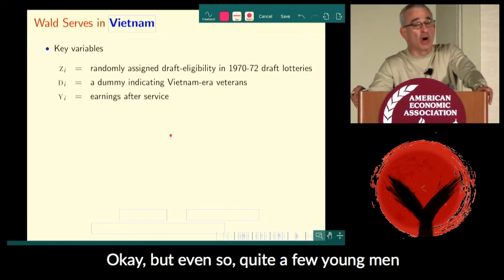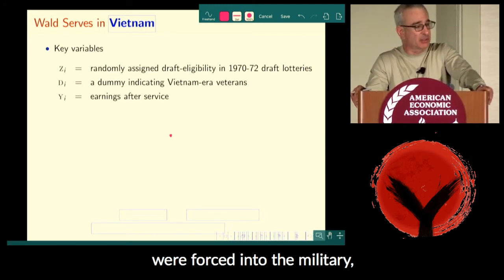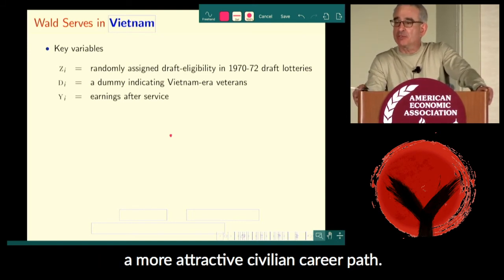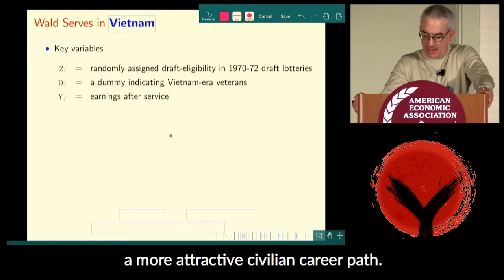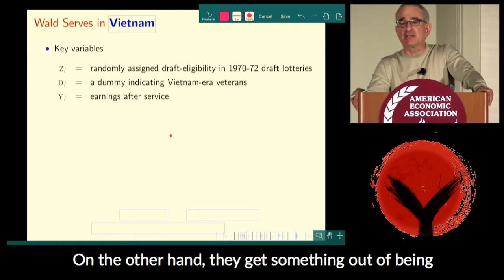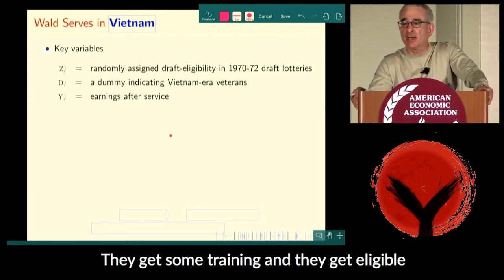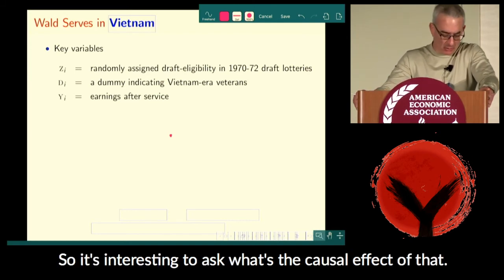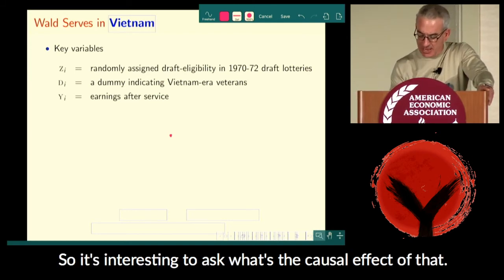Okay, but even so, quite a few young men were forced into the military, which means they were diverted from perhaps a more attractive civilian career path. On the other hand, they get something out of being in the military. They get some training, and they get eligible for some benefits later in life. So it's interesting to ask, what's the causal effect of that?